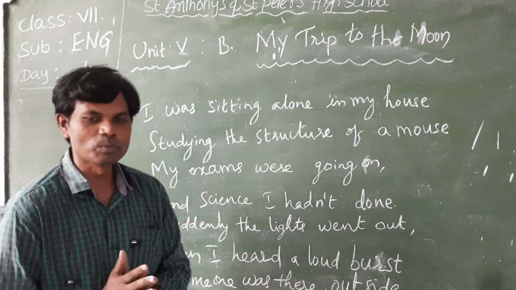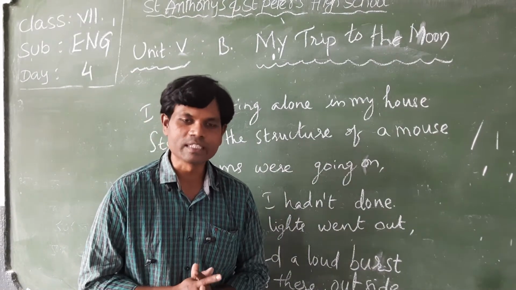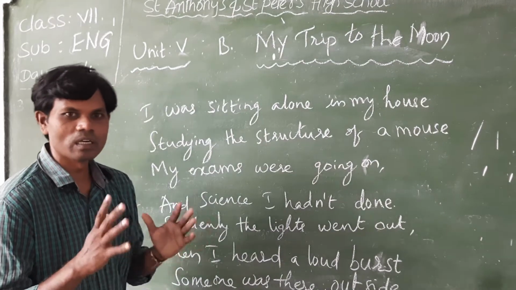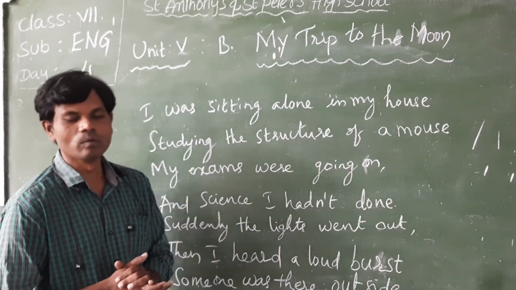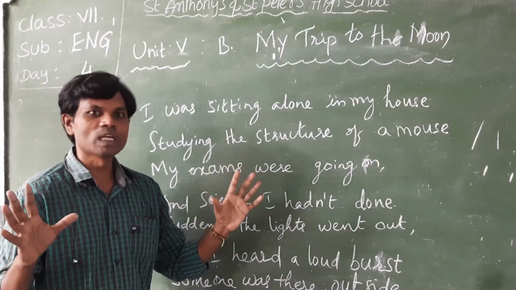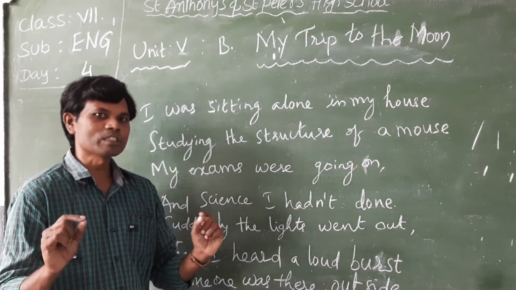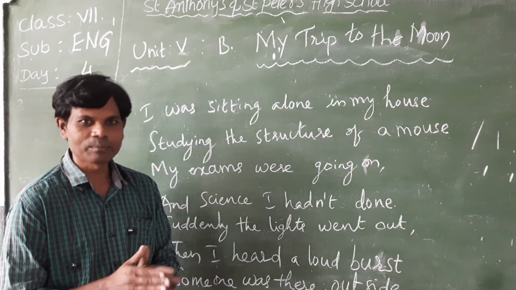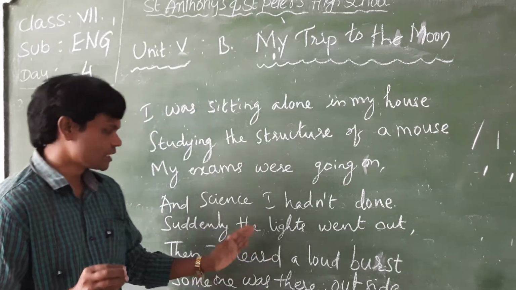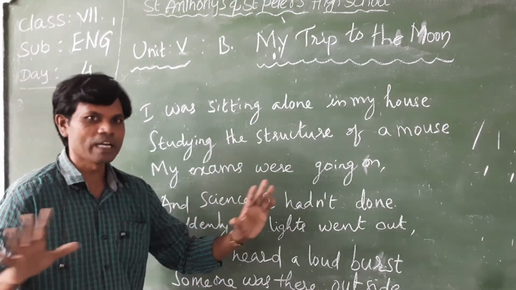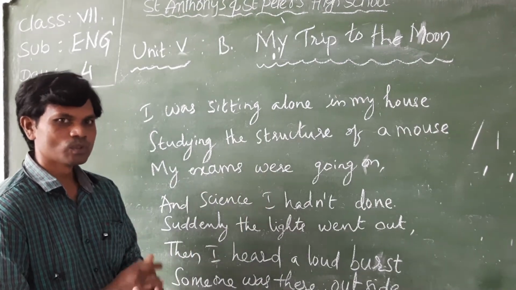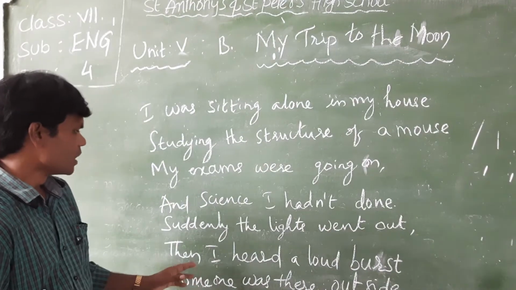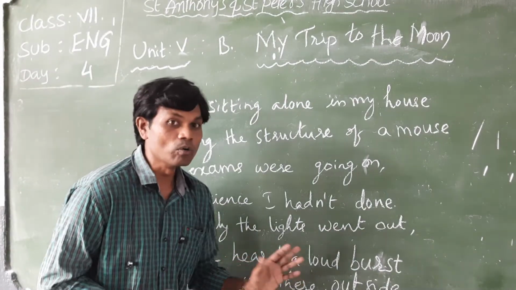So when he was preparing for his science examination, he was studying alone in his room, in his bedroom or maybe study room. Suddenly the lights went off, which means he must be studying in the night. Okay, not in the daytime. That's why the lights went out. The current has gone off. So he was studying in the night, and at that time the current went off. Then I heard a loud burst.